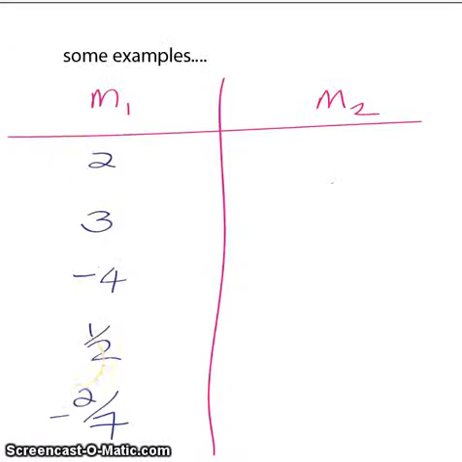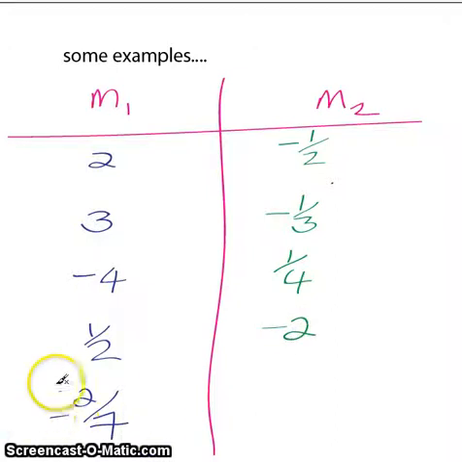Let's have a look at some examples of negative reciprocals. So if this is my first gradient, my negative reciprocal of 2 is minus a half, negative reciprocal of 3 is minus a third, negative reciprocal of -4 is positive a quarter, negative reciprocal of 1/2 is -2, negative reciprocal of -2/7 is 7/2.